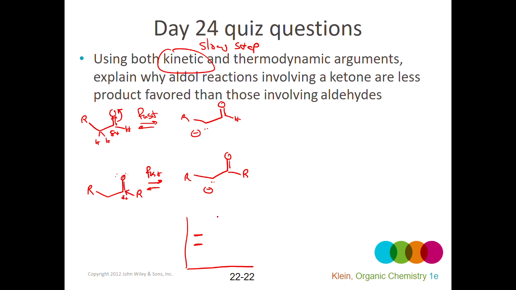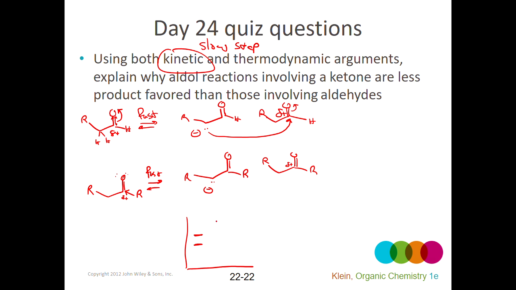The key step for kinetics, which is a slow step, is the attack of the enolate on the electrophile. So when this attack occurs, we're talking about a lot of partial positive here because the hydrogen can't push electrons in and really help to stabilize that very well versus over here.